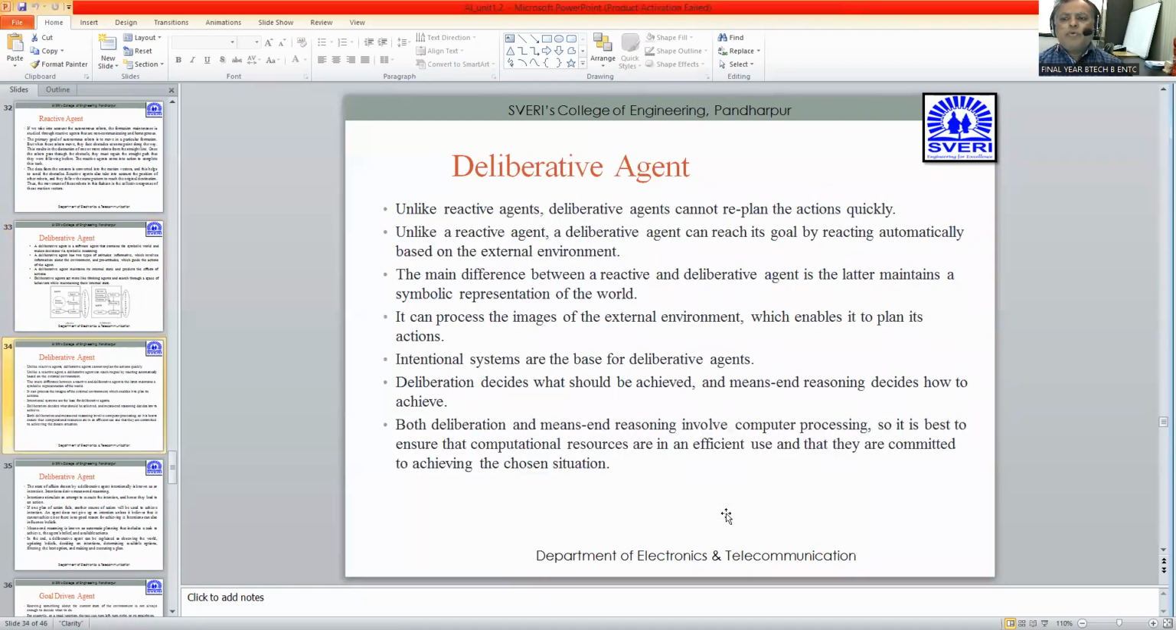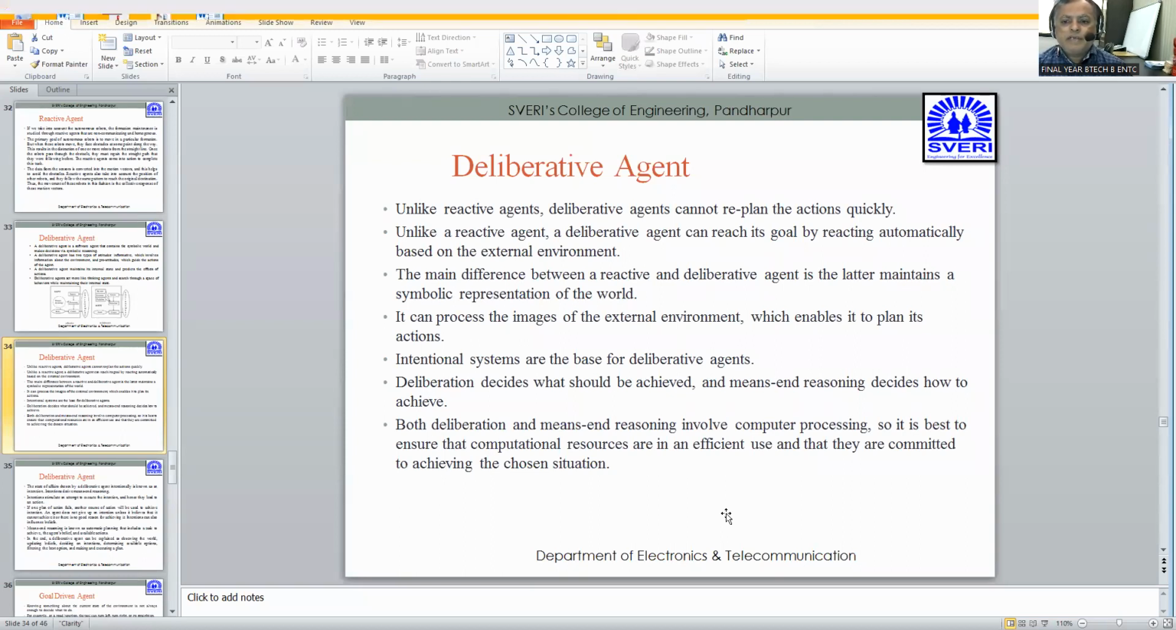So a few of the differences between reactive and deliberative is that the deliberative agent cannot replan the actions quickly. Deliberative agent can reach its goal by reacting automatically based on the external environment, which the reactive agent cannot do. Then the deliberative agent has a symbolic representation, which the reactive agent does not have. It can also process the images of the external environment and hence is able to execute the plan.